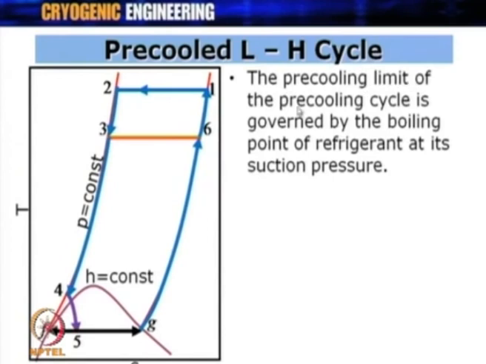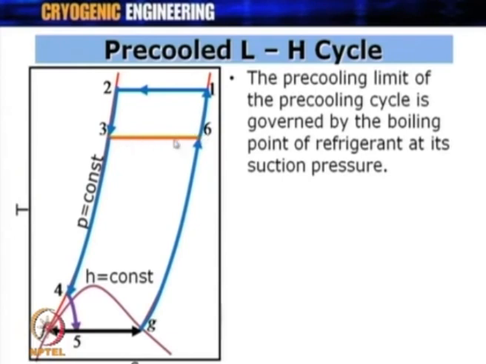The pre-cooling limit of the pre-cooling cycle: how low that temperature can be is governed by the boiling point of the refrigerant at its suction pressure. We want this temperature to be as low as possible, and the lowest temperature that could be achieved is going to be decided by the boiling point of the refrigerant in the pre-cooling circuit, because we can't come below that. The boiling point at the suction pressure is going to be the lowest limit of this temperature.